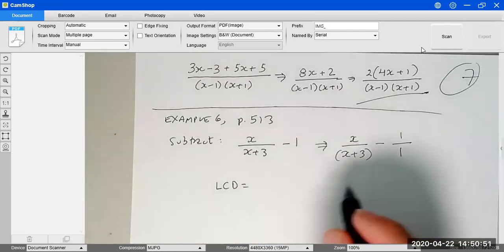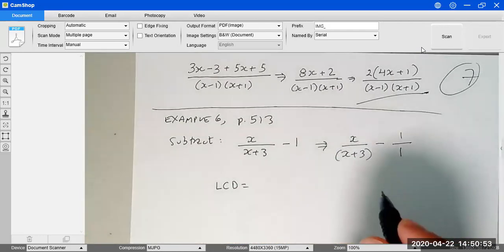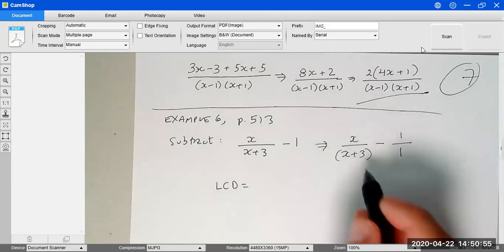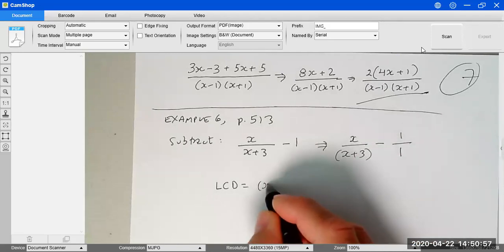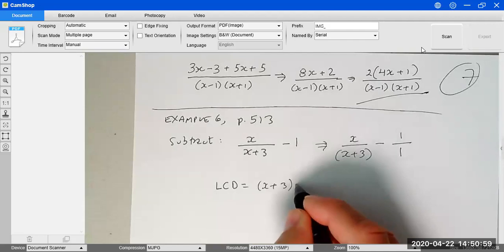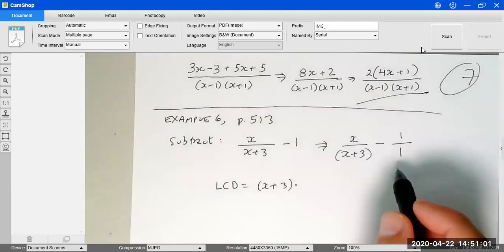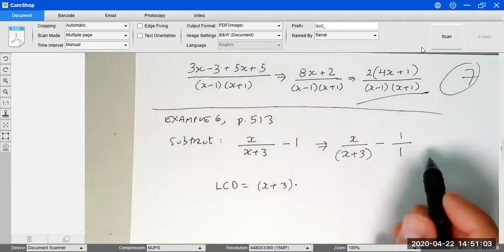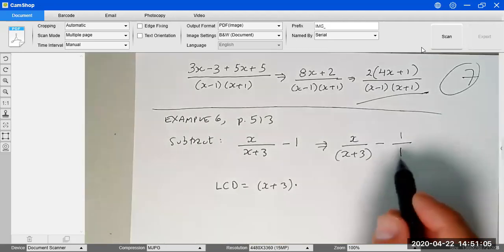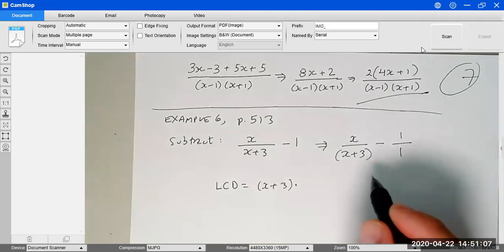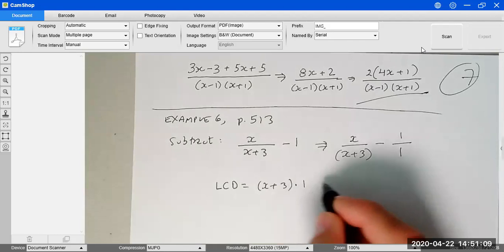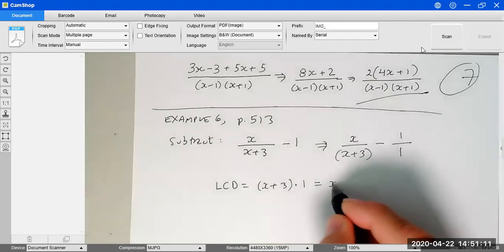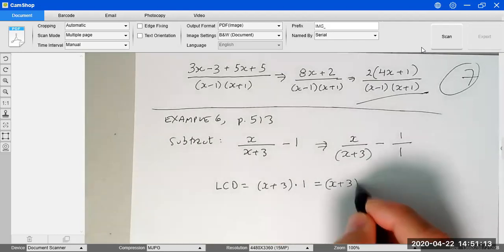The least common denominator, using your textbook's method, is just going to be the first denominator times the different factors from the other denominator. So the missing or different factor is just 1 in this case. So the least common denominator is x plus 3.